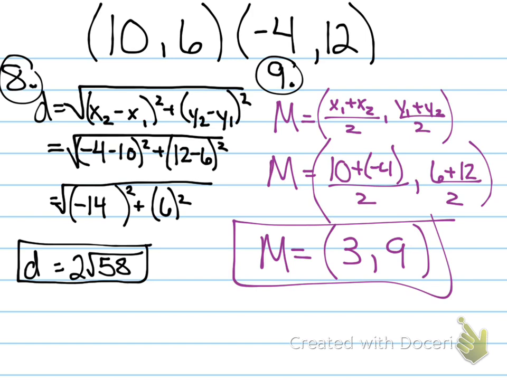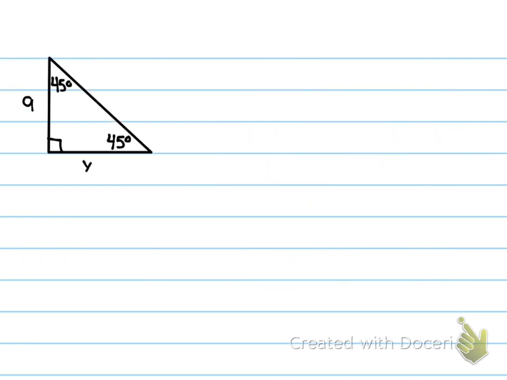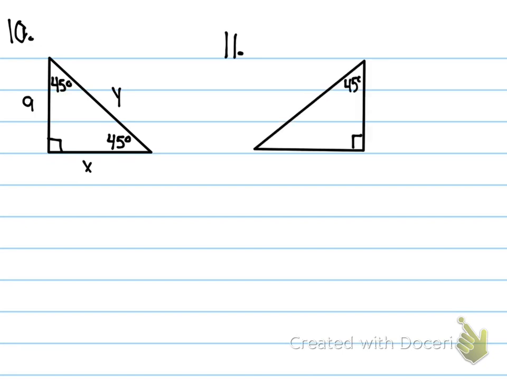All right, number 10 and 11. Okay, solve for the unknown side lengths. What kind of triangles are these? Okay, so use your rules for how those side lengths and values relate to each other.